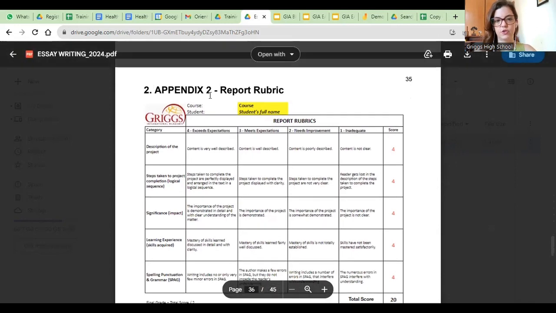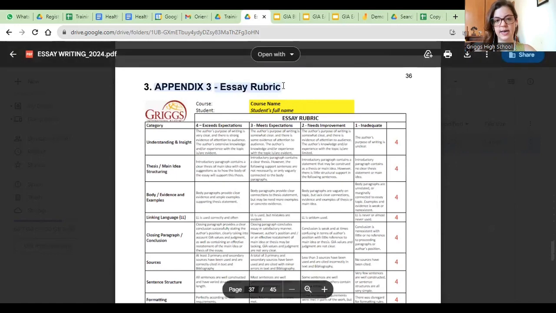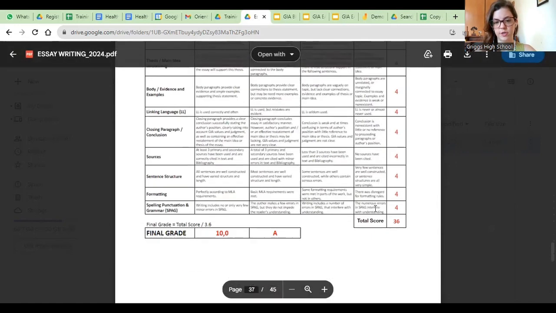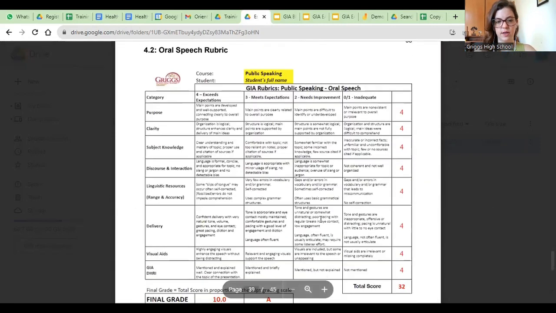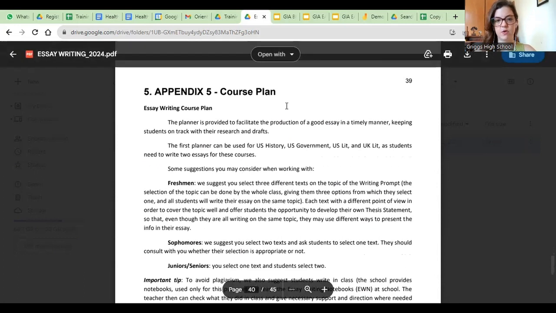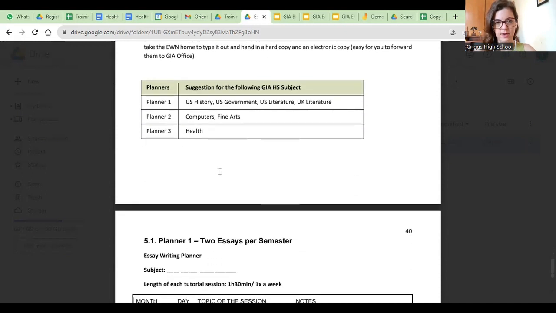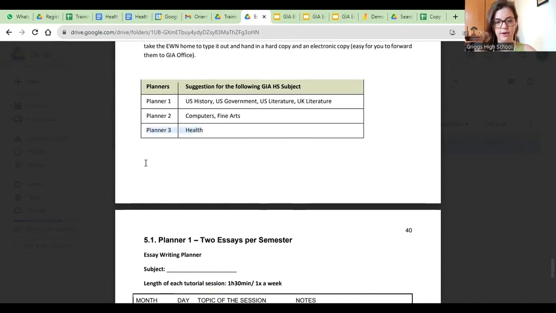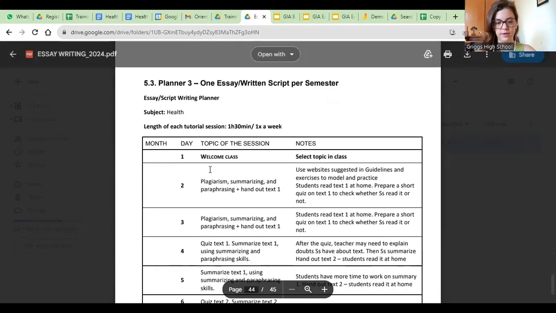Then appendix 2, appendix 3 is the essay rubric, which I'm going to show you how to grade your students. And then in appendix 5, you have a course plan. This will show you how to plan the whole process of the essay writing. And then you have a planner for health, planner 3, which is here.